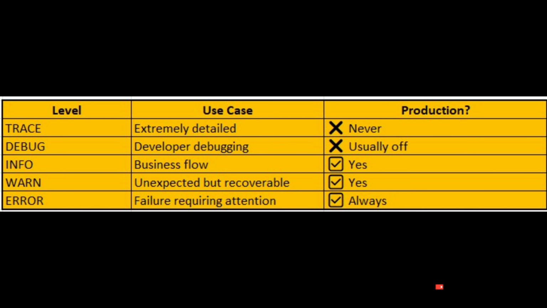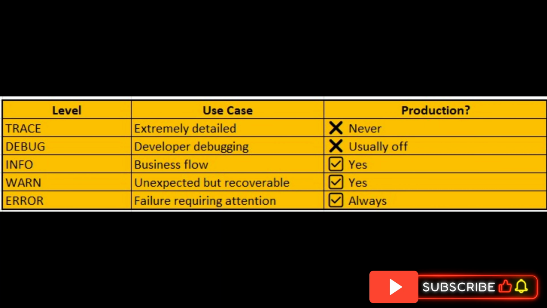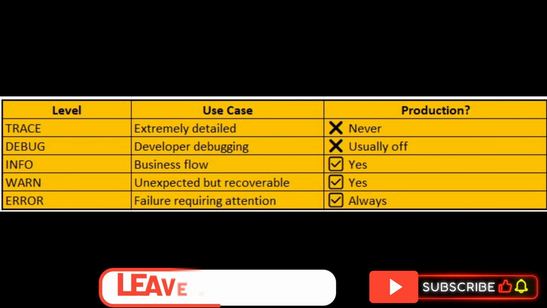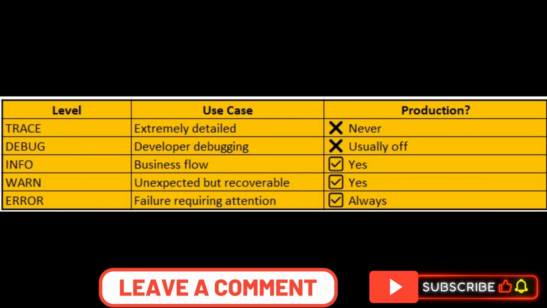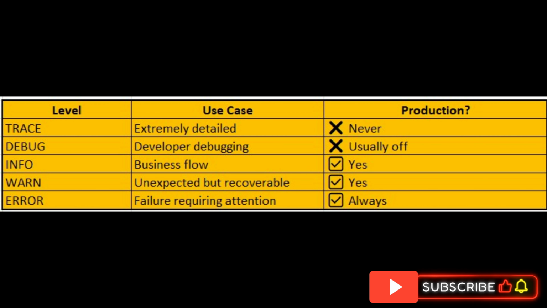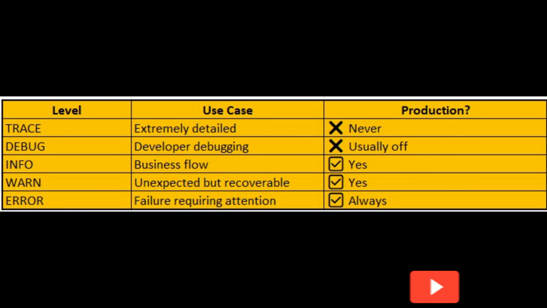Then comes the final level, error, which is used for failures and requires attention, because this is something that has made your application stop. So this is the utmost important one. This should always be kept on. There is no skipping of this. There is no reason to keep it off in production.